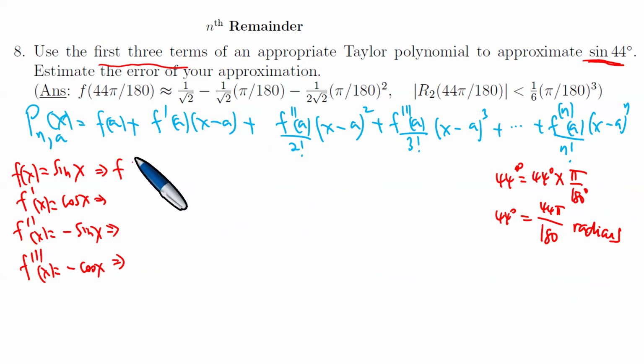So now you need to find f of a, and the a is what? It is 44 pi over 180, which is the sine of 44 pi over 180. And therefore, you shall actually be in a position to obtain the answer.